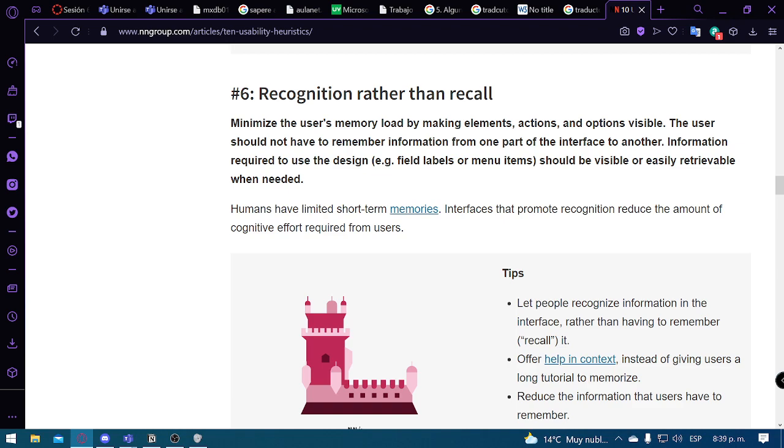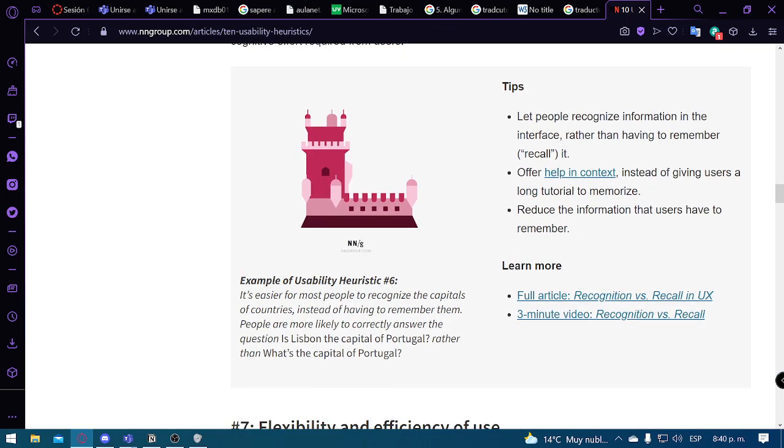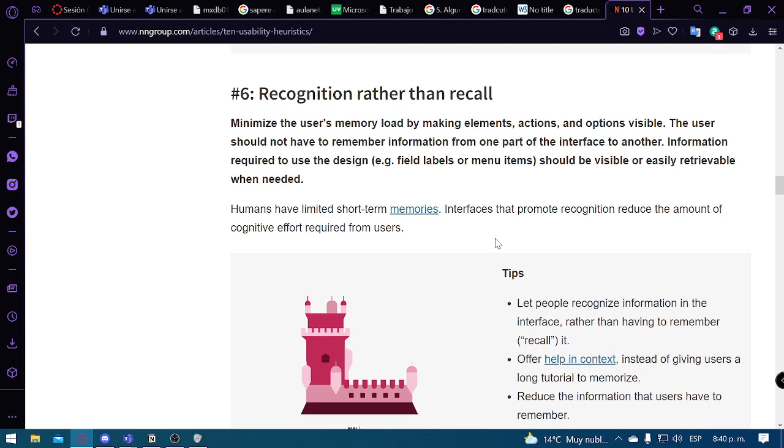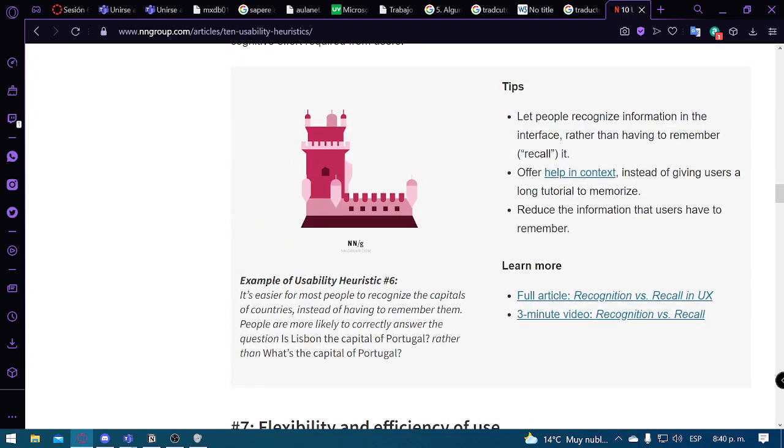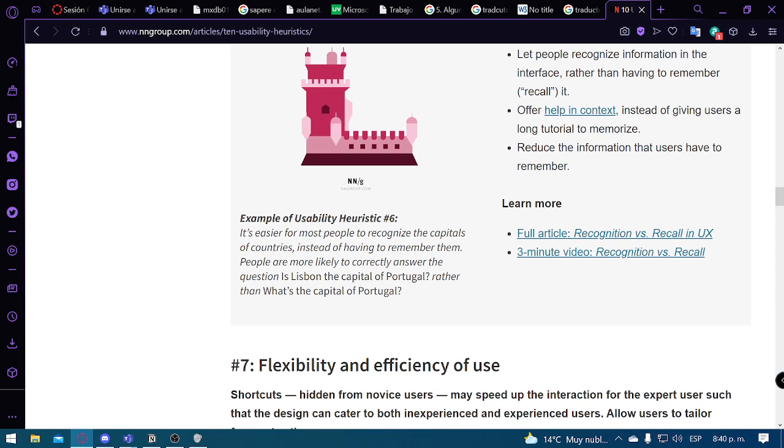And the sixth tip is the recognition rather than recall. It means that the user has to minimize the memory load by making elements, actions, or options visible. So it is always important that the user doesn't forget the information that is important in the web application. So here we have an example that it is easier for most people to recognize the capital of countries instead of having to remember them.